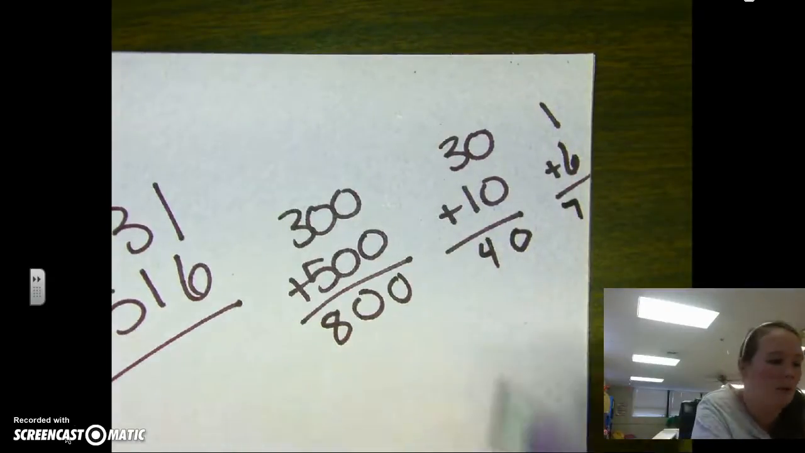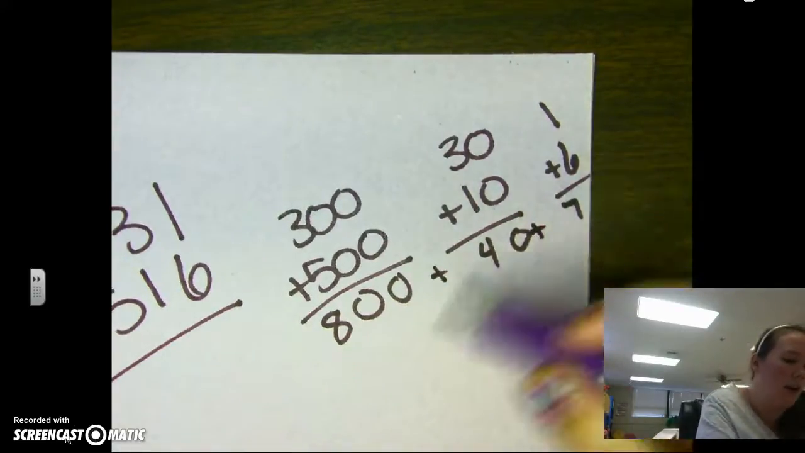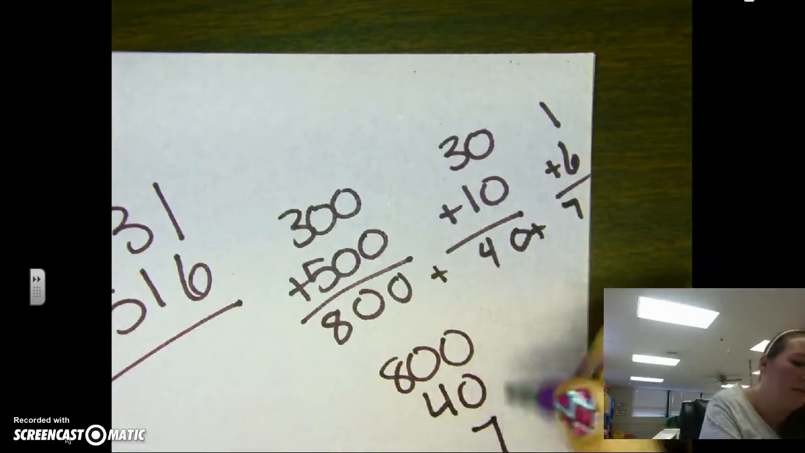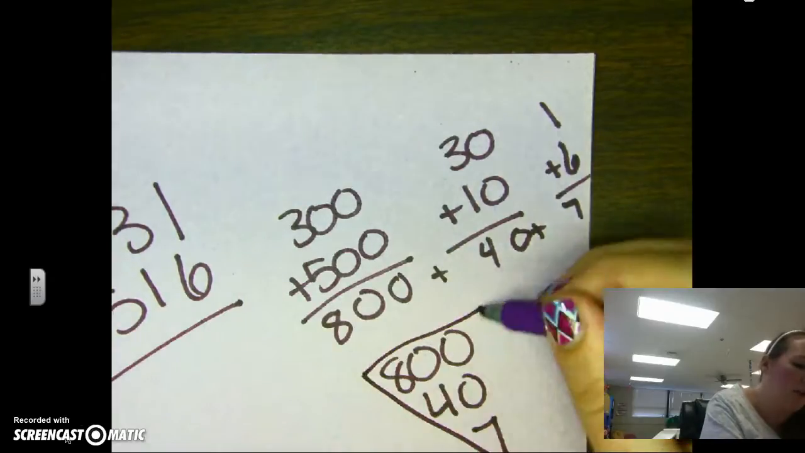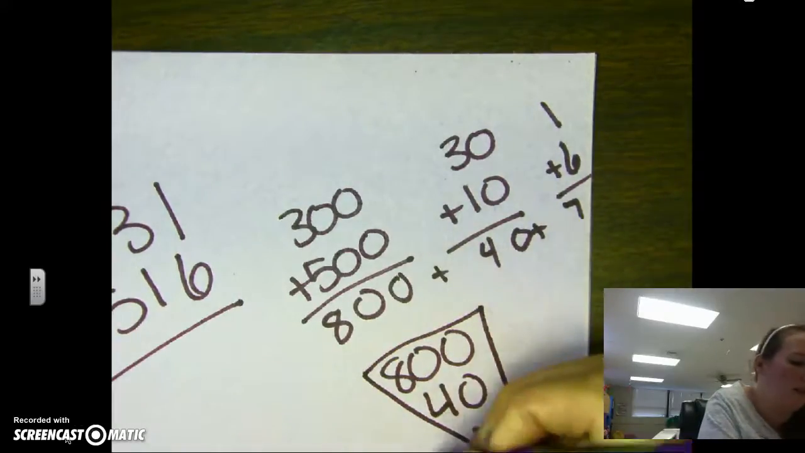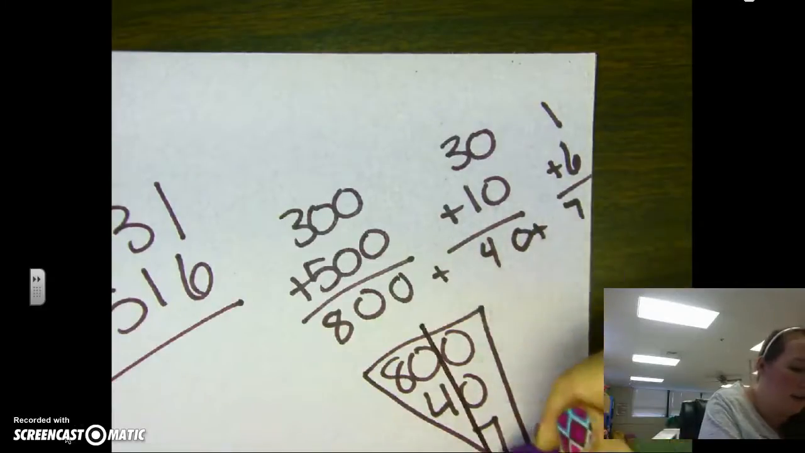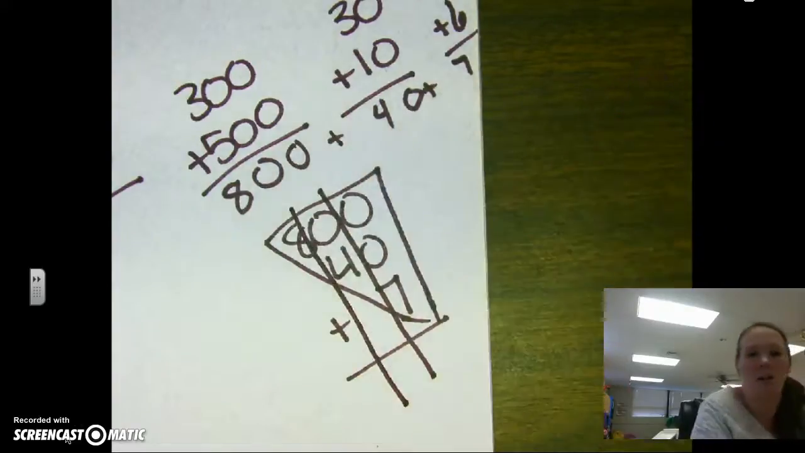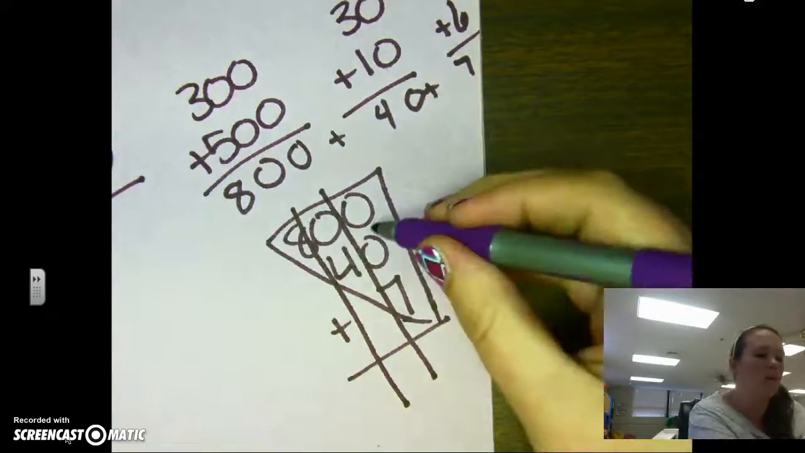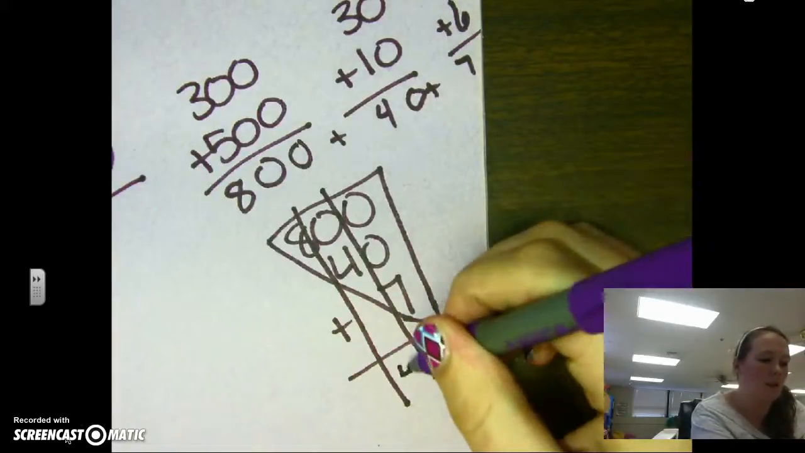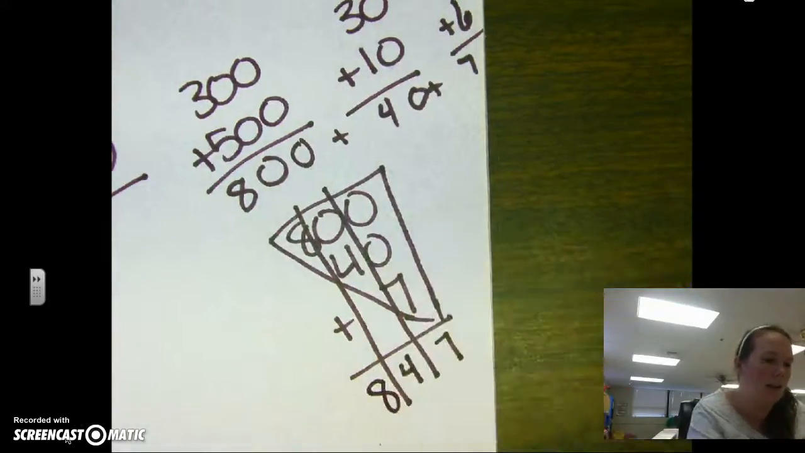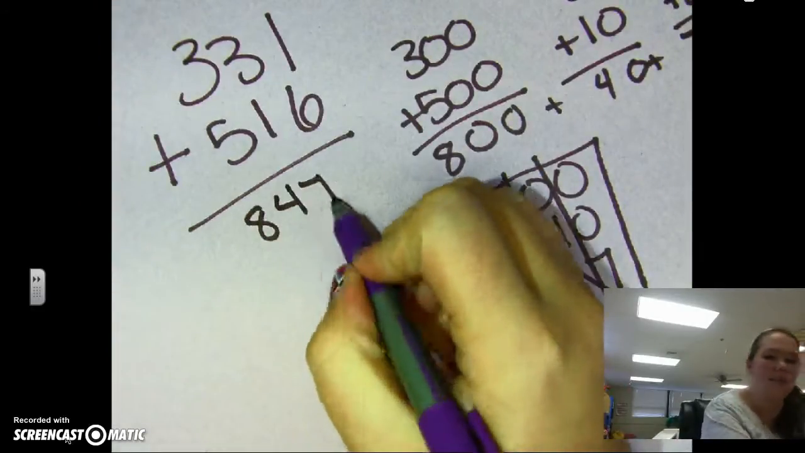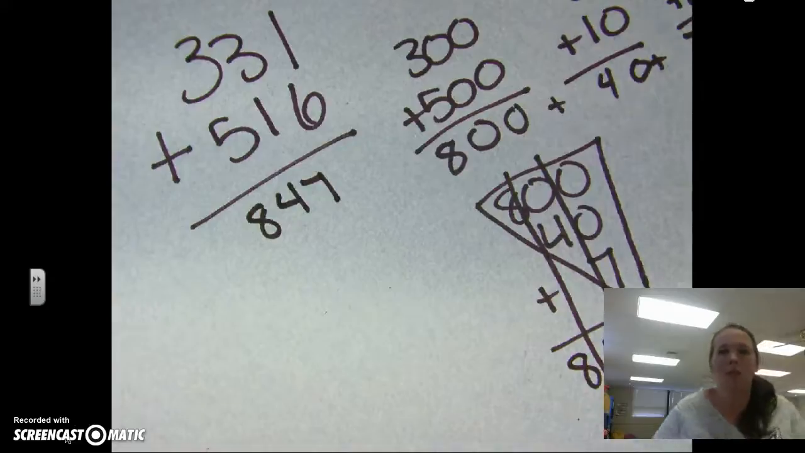Remember, the last step is to put these numbers together. I always like to add up and down the best. And remember, your numbers should make a triangle if you line up your place value. All of your ones place goes together. All of your tens place goes together, and your hundreds place has its own spot. 0 plus 0 is 7. 0 plus 4 is 4. 8 plus nothing is 8. So our answer is 847.